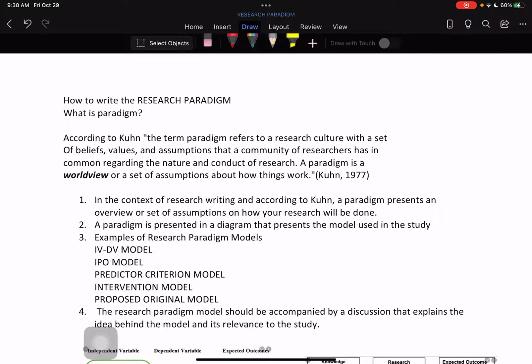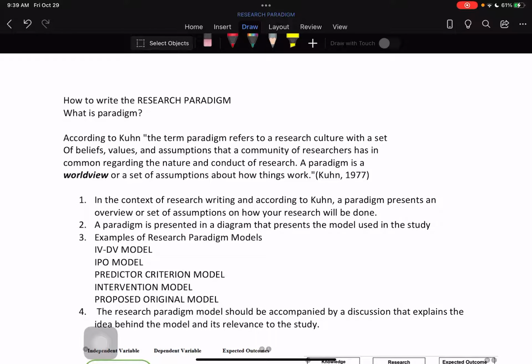Now we are going to discuss how to write your research paradigm. What is this research paradigm? What is included in this particular part of your study? And where is this based from? Okay, papaano natin dapat isulat itong tinatawag nating research paradigm?